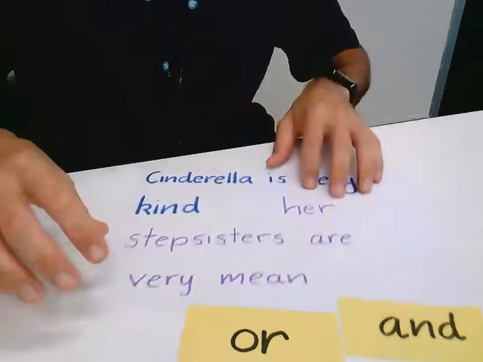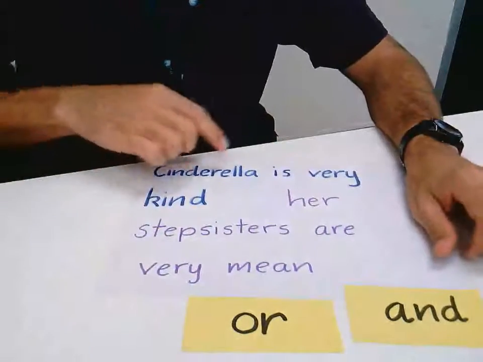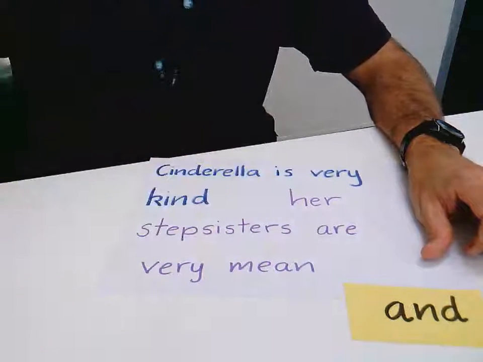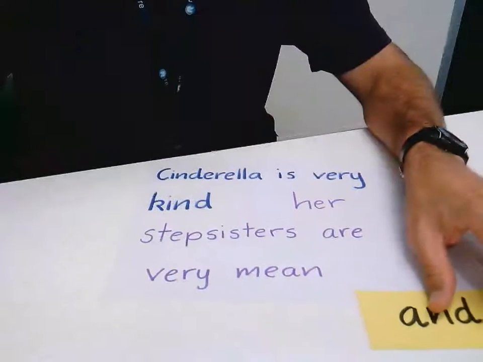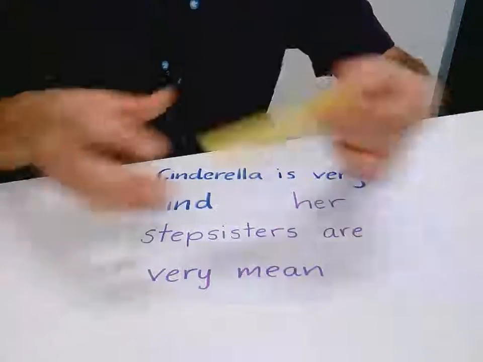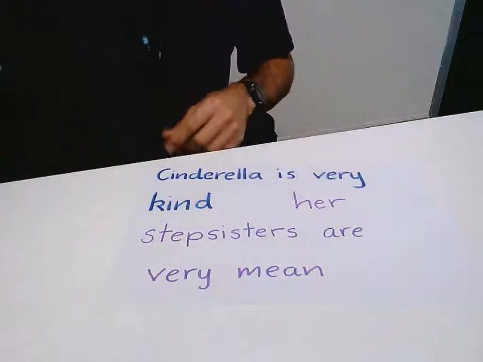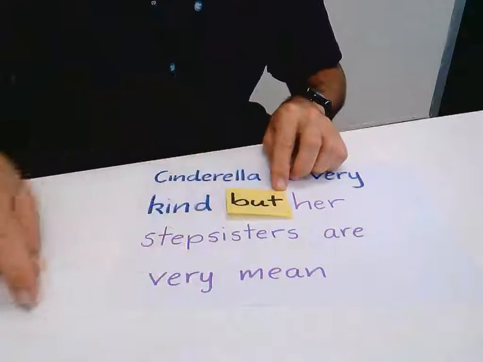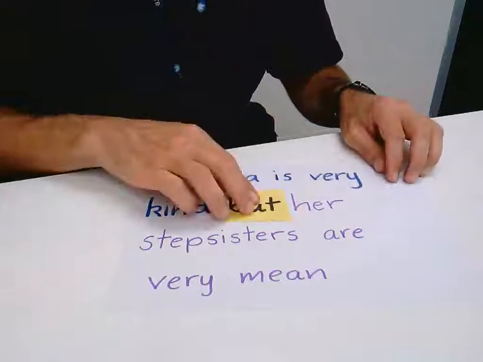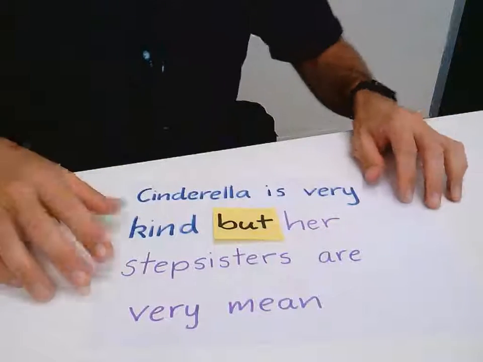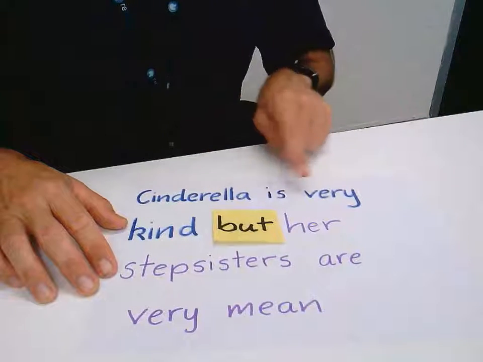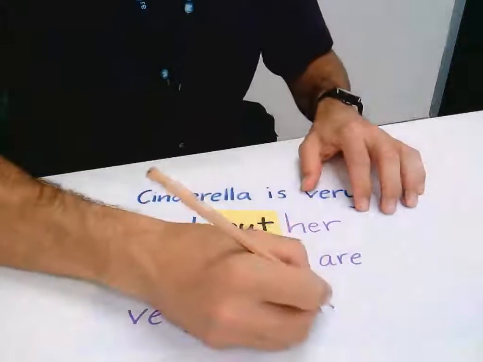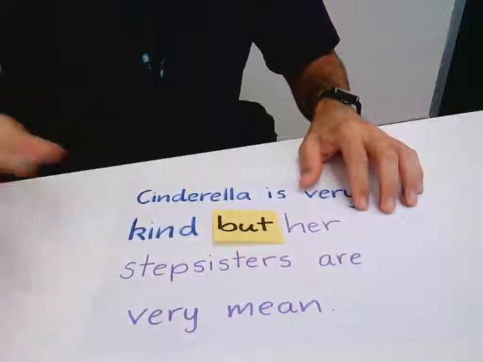I don't think that one is the most appropriate. Cinderella is very kind, or her stepsisters are very mean. That one doesn't sound correct either. Cinderella is very kind, but her sisters are very mean. That one sounds like it can fit. Let's have a reread. Cinderella is very kind, but her stepsisters are very mean. So I'm happy with that one.